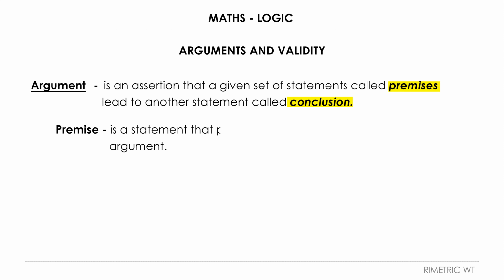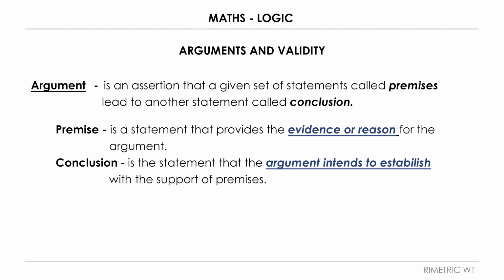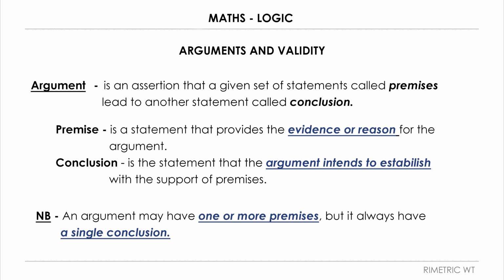A premise is a statement that provides the assumptions, evidence, or reasons in an argument, while a conclusion is the statement that those premises are intended to establish. In other words, the premises are the starting point of the reasoning, and the conclusion is what logically follows from them. An argument may have one or more premises, but it always aims to support a single conclusion.